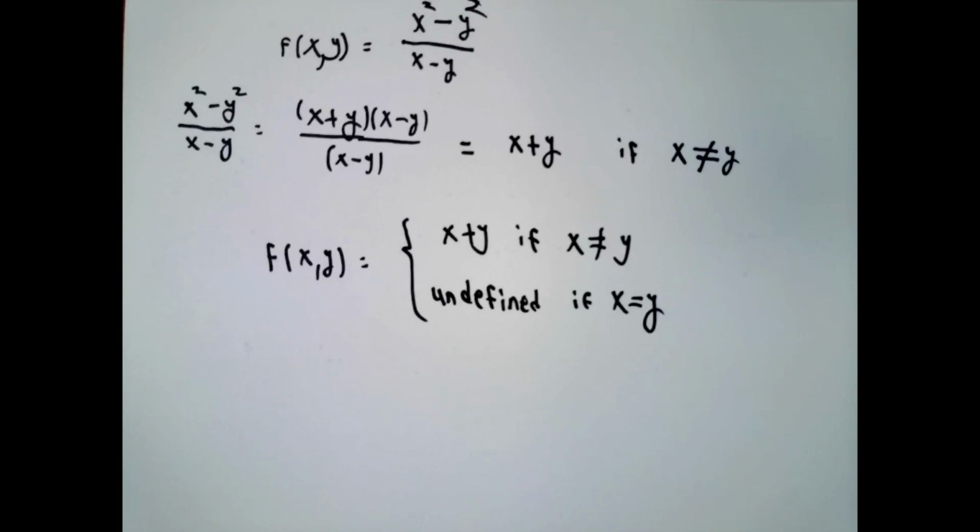It's worth remembering that the graph of z equals x plus y is a plane, so strictly speaking, the graph of this function should look just like the graph of z equals x plus y, except a single straight line has been removed. Let's have a look at that.